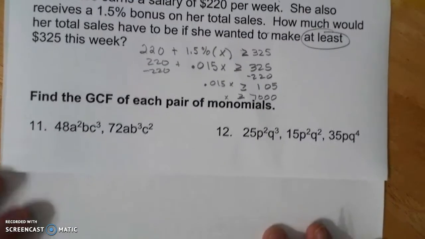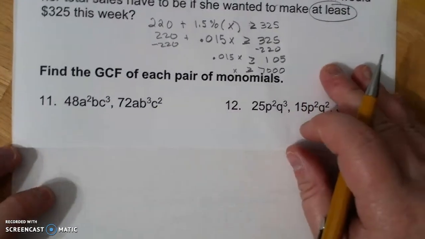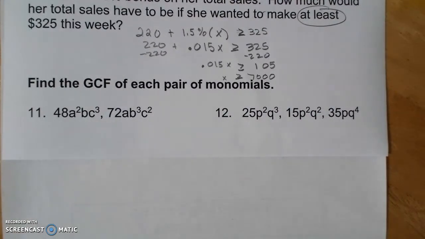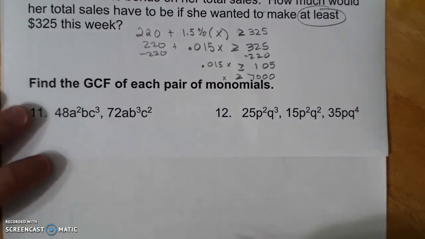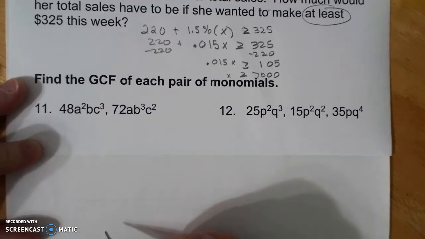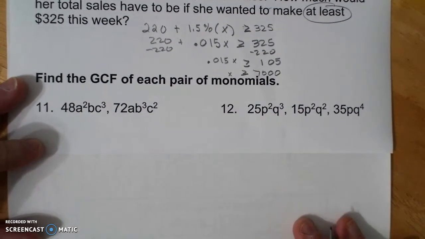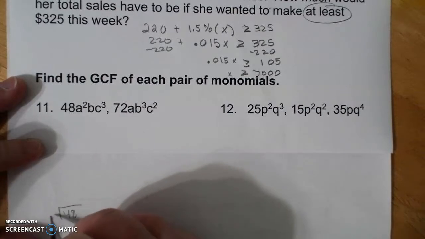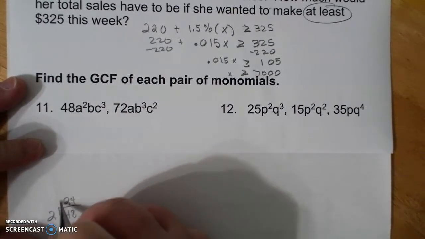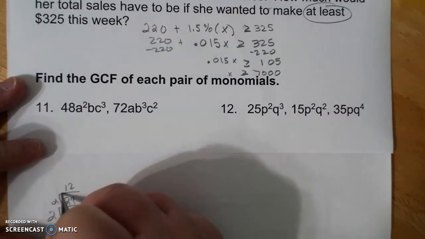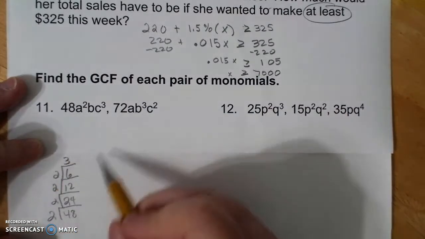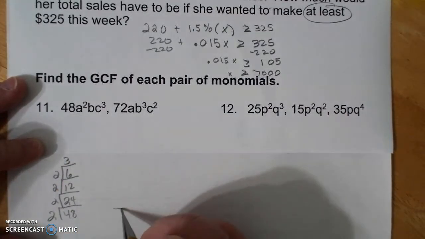Okay, GCF. If you can see factors, here's what I'm going to do, I'm going to tell you to do prime factorization and circle. That way, if you can do it on the smaller ones, you can do it on the bigger ones. So, 48. Start with 2, you get 24. 2, you get 12. 2, you get 6. 2, you get 3. That's your prime factorization.